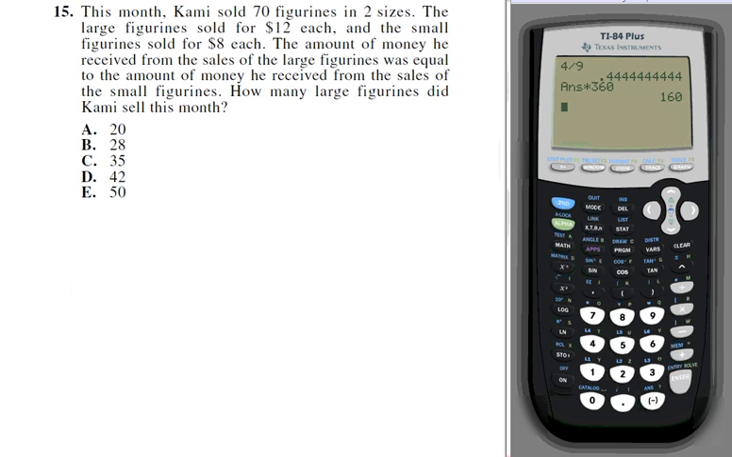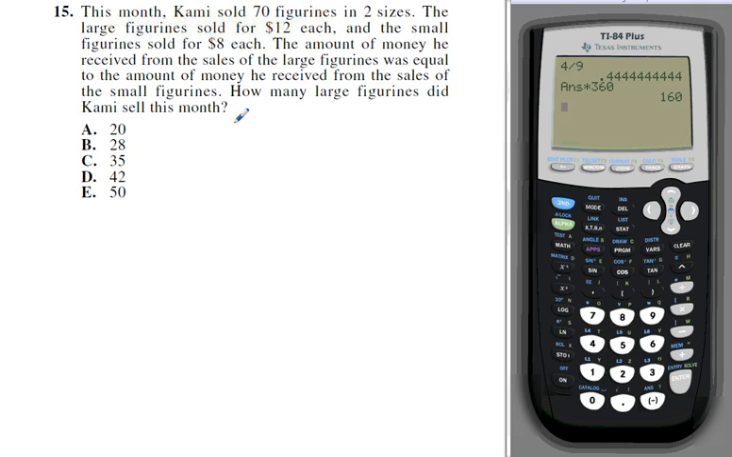Last one for today. This month, Kami sold 70 figurines in 2 sizes. The large figurine sold for $12 each, and the small figurine sold for $8 each. The amount of money he received from the sales of the large figurines was equal to the amount of money he received from the sales of the small figurines. How many large figurines did Kami sell this month?